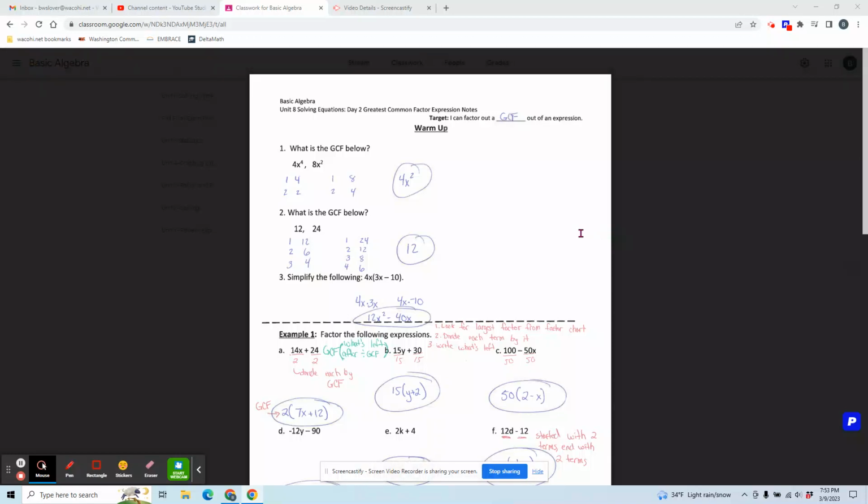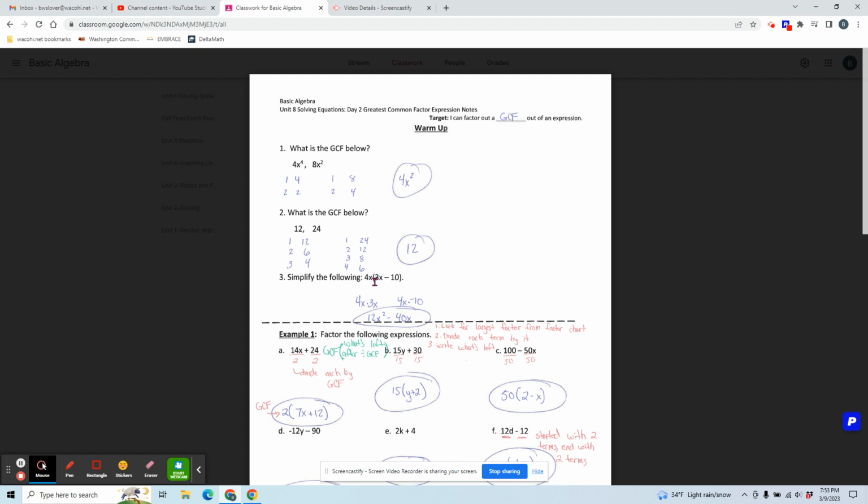Slover's Math. Today we're going to focus on greatest common factor, and we're going to factor that out of an expression. So remember, an expression is something without an equal sign. So that's what we're focusing on. The warm-up is just getting us ready for factoring. Right? So we'll list our factors, find the greatest common factor. We get 4x squared. What's the GCF? Remember, that's your greatest common factor. So just another example. This time they're just numbers. We get 12. And then number 3 is asking you to simplify the following.